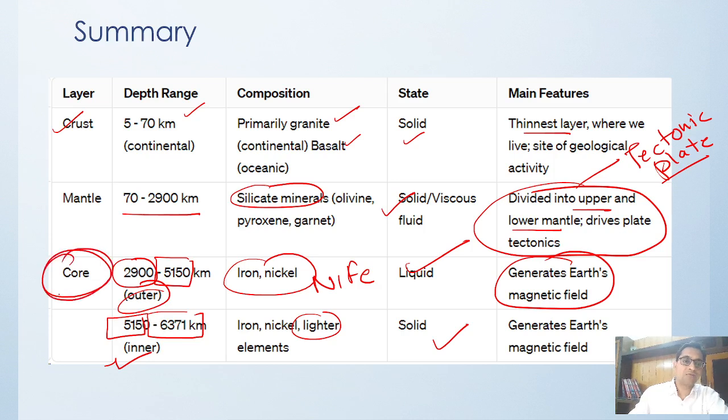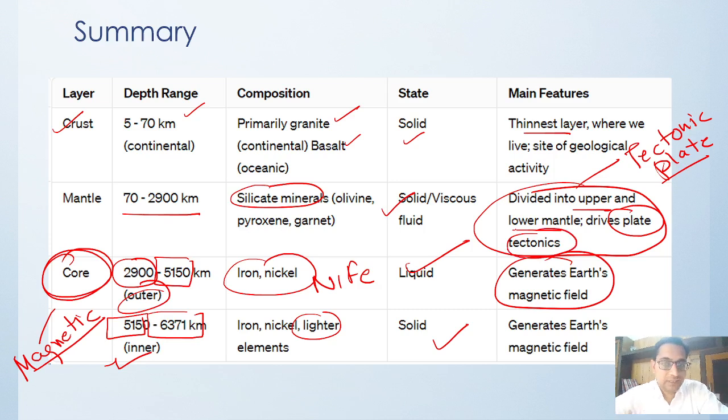So the core is helpful in generating the magnetic field, and the mantle is helpful in driving the plate tectonics. So this is the main role of the mantle, and the main role of the core is to generate the magnetic field, and the main role of the mantle is to help in plate movements.